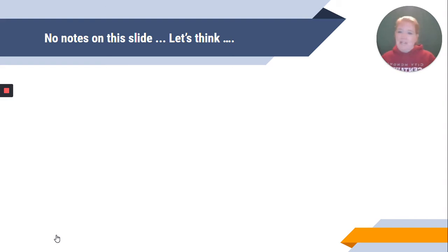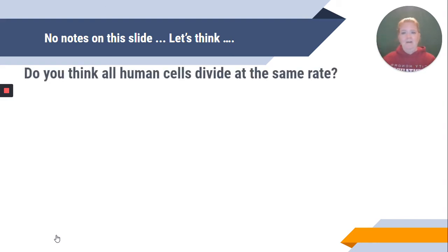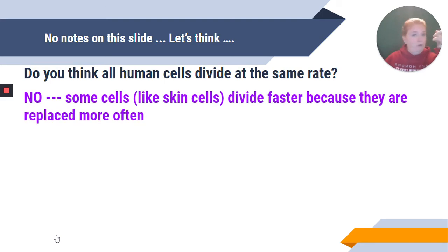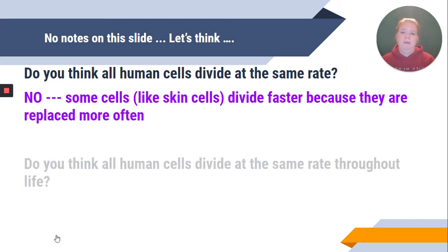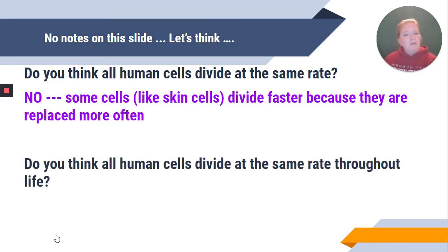Here we don't have to take notes. We're just going to think. Do you think all human cells divide at the same rate? Nope. Some cells, like our skin cells, divide faster because they're replaced more often. Or the cells that line the inside of our nose or our throat, those are going to be replaced more often. Do you think all human cells divide at the same rate throughout life?